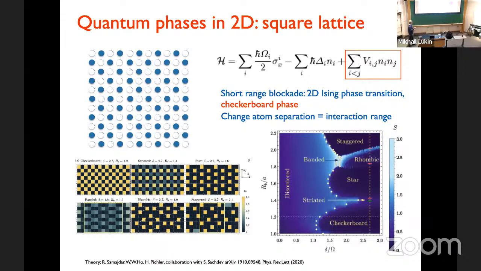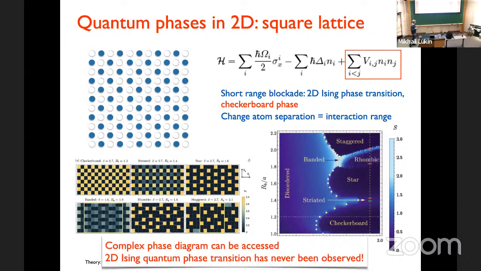But even the simplest transition, from this disordered, trivial phase to this checkerboard phase, which should be a 2D, technically called 2+1D Ising quantum phase transition, turns out it has never been observed. So let's see what we can do about that.